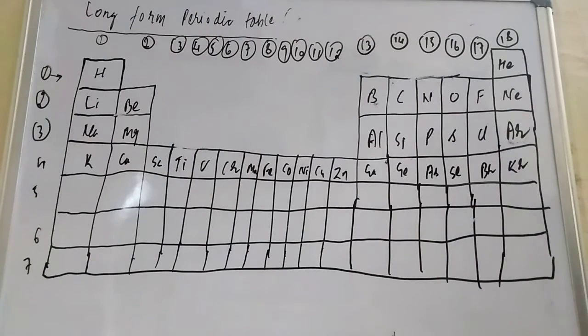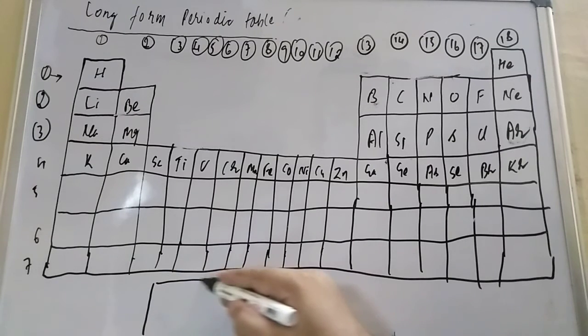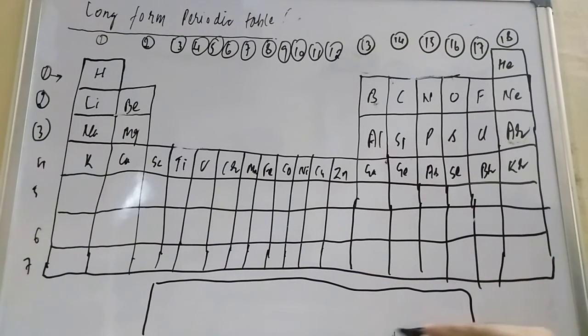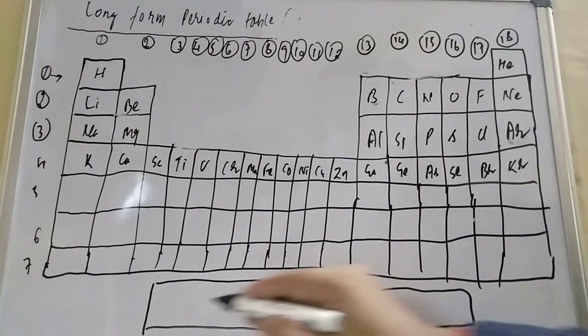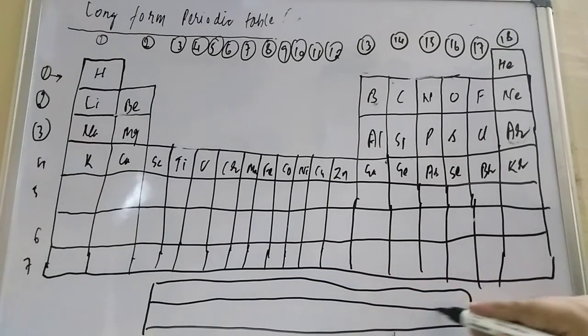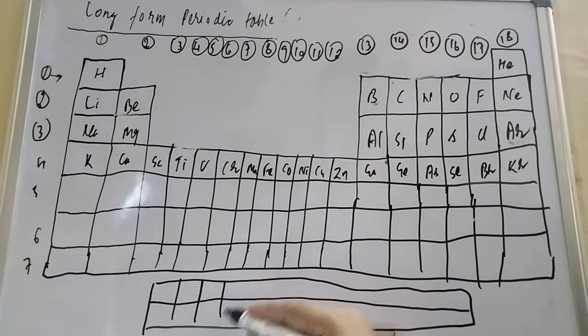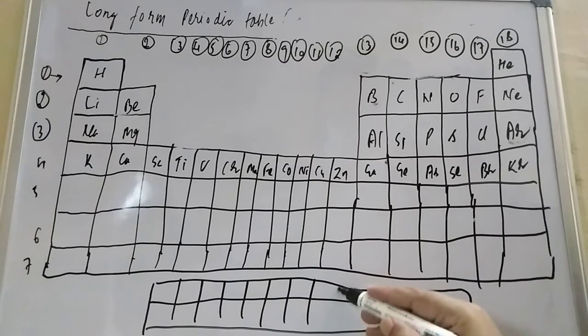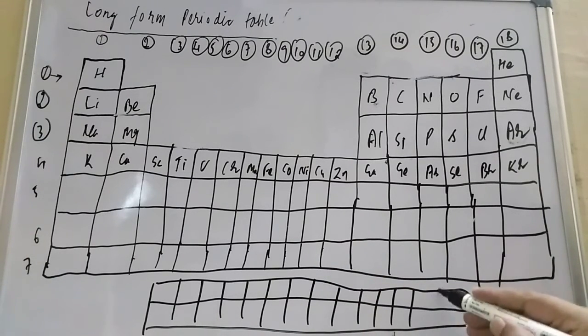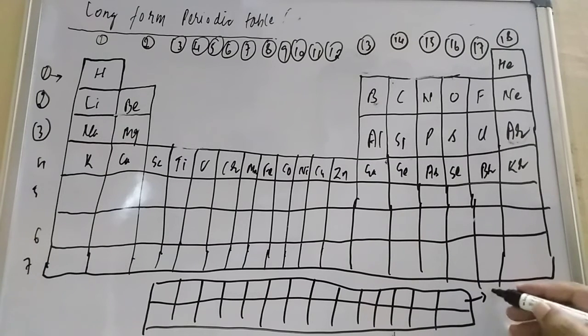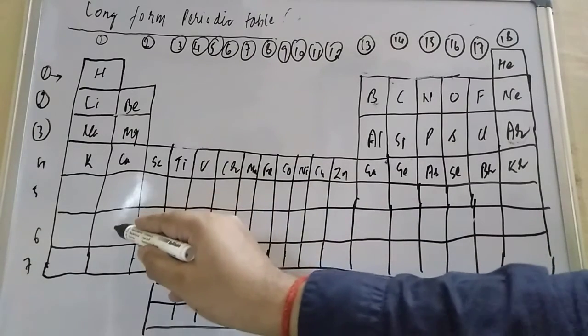Dear friends, after this, 2 more groups are there at the bottom of the periodic table, and each has 14 elements. These are known as lanthanoid and actinoid. The first one is lanthanoid and the next one is known as actinoid. Where do they start? Here, from this one.